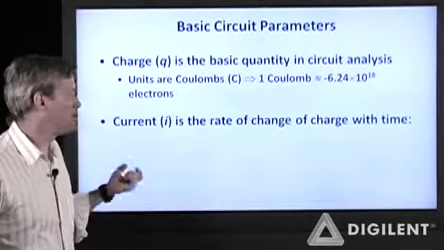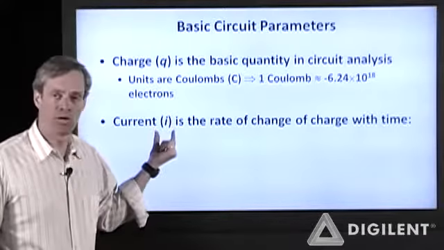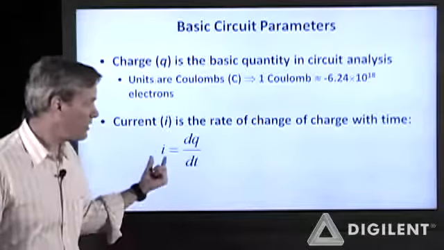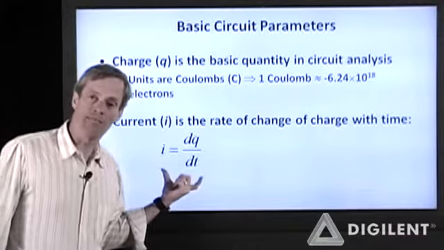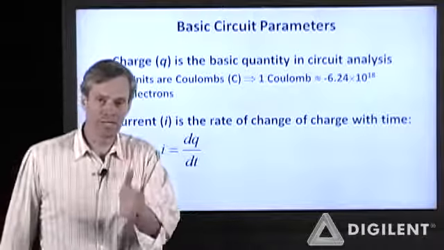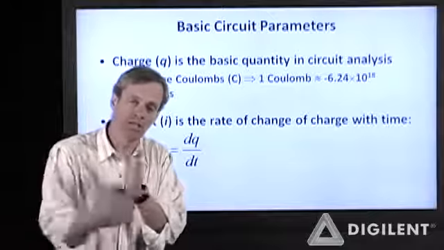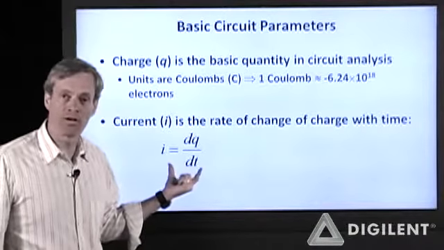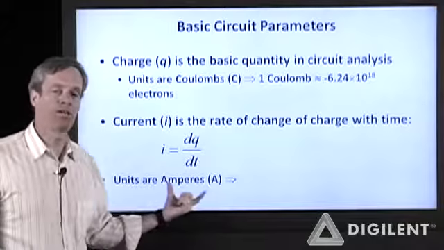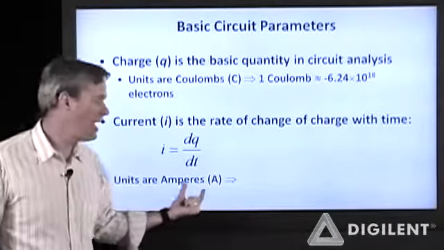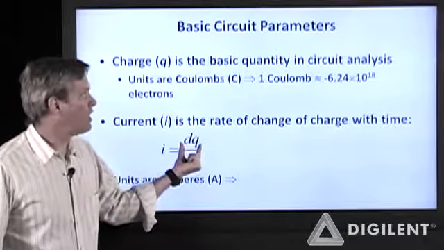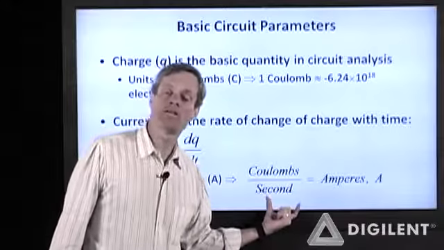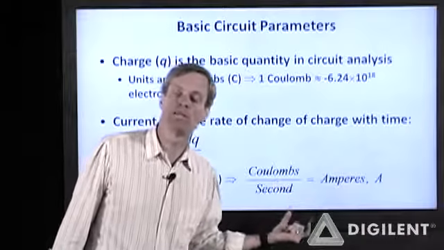The first of these is current. It's abbreviated as lowercase i. It is the rate of change of charge with time. So i is dq/dt in mathematical form. So what we're doing is sitting at some point in our circuit and watching electrons go by us. The rate at which they're going by gives us the current. The units of current are amperes, abbreviated as capital A. Units of charge are coulombs. Units of time are seconds. So amperes are actually coulombs per second in more fundamental units.